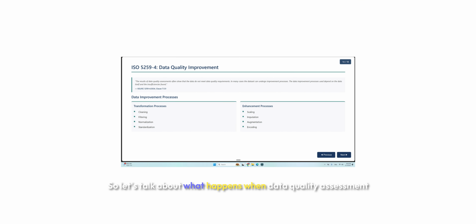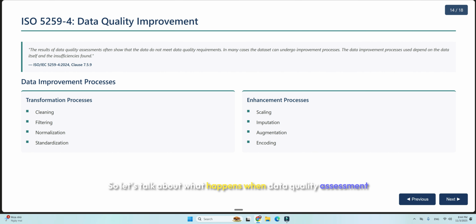So let's talk about what happens when data quality assessment reveals problems, because it will. So looking at the opening quote, the results of data quality assessments often show that the data do not meet data quality requirements. In many cases, the data set can undergo improvement processes. Now, this is realistic. The standard doesn't assume you'll have perfect data. It assumes you'll have imperfect data and needs systematic methods to improve it.